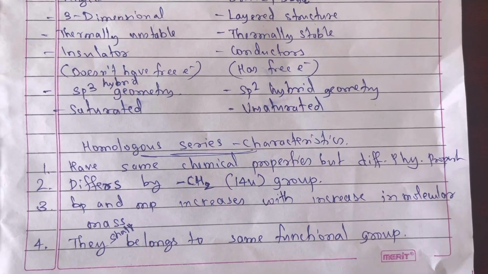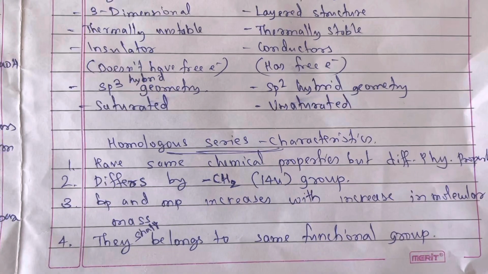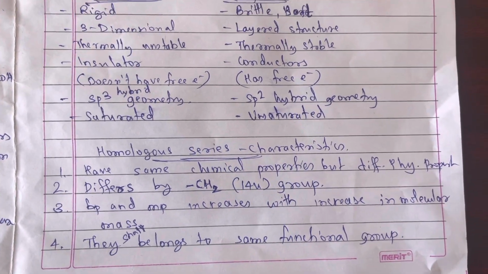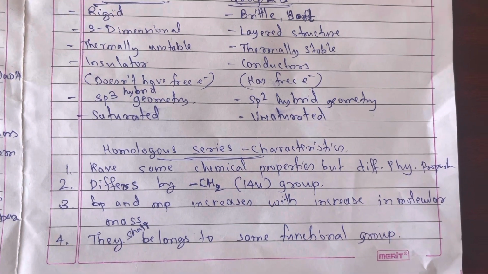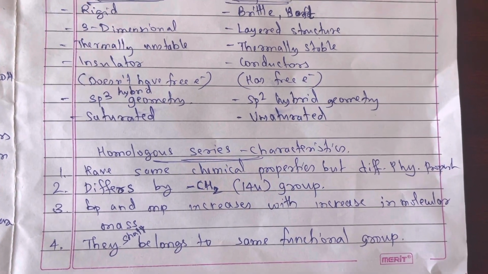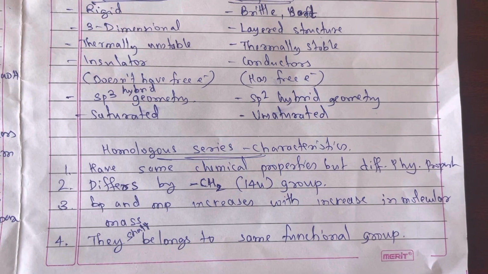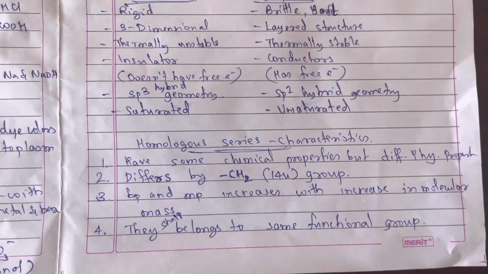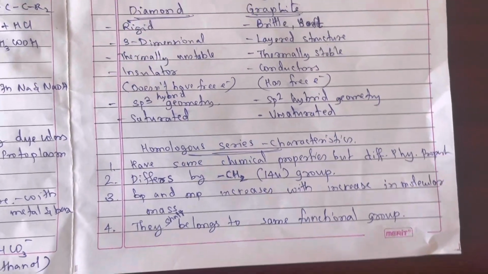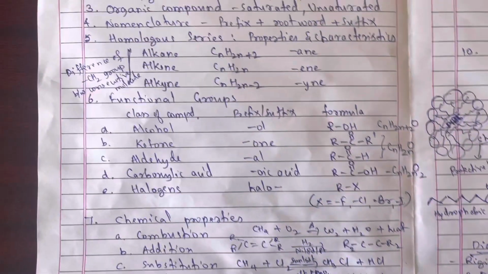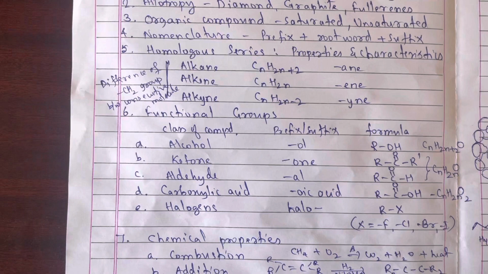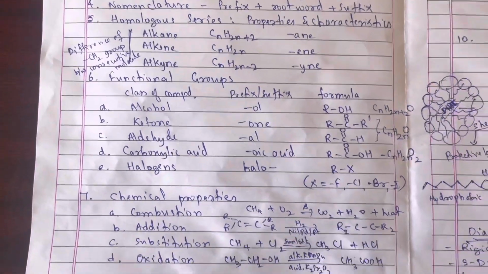Boiling point and melting point will always increase with the increase in molecular mass, and that can be directly attributed to their density and other physical properties also. And one other important thing is, they all shall belong to the same functional group. Two different functional groups cannot be called a homologous series. If supposedly I am taking alkanes, methane, ethane, propane, butane, pentane, they all belong to the homologous series.